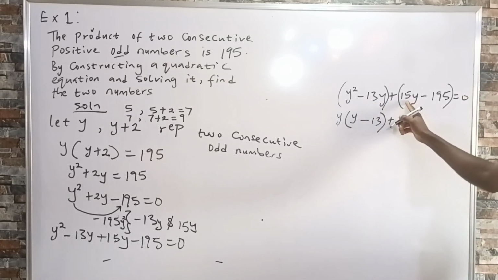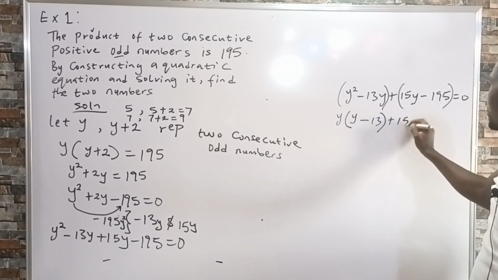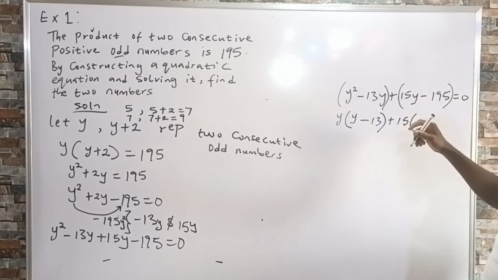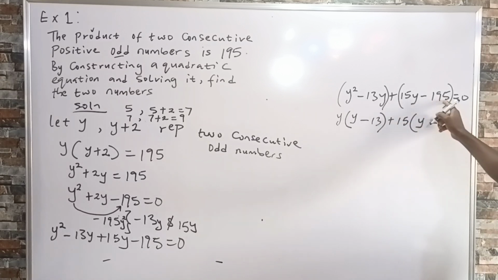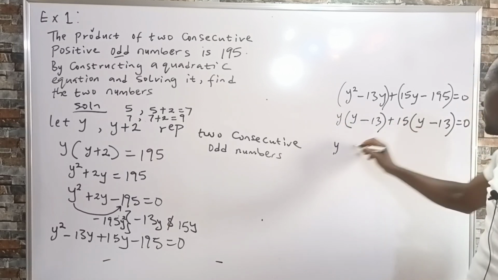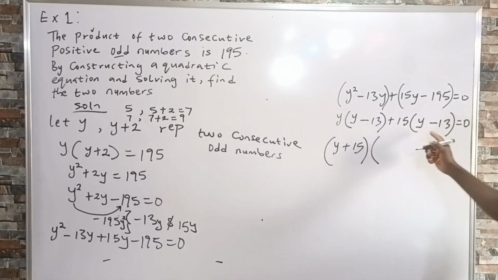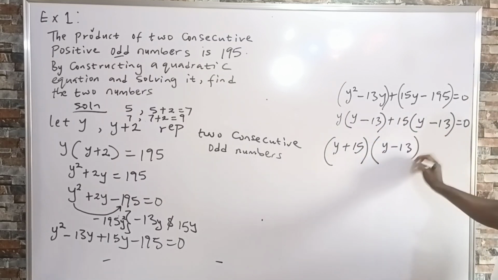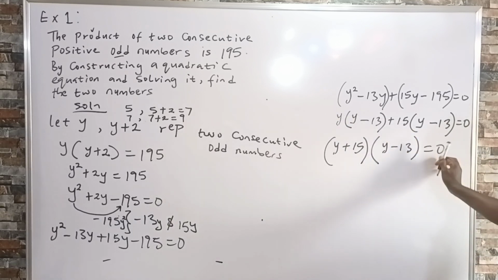The same thing is applicable here. What factor would divide 15y and 195? The factor should be 15. If 15 goes into 15y, we are left with y. And if plus multiplied by minus is minus, then 15 divided into 195 is going to give us 13. And that is equal to 0. So in this case, since the brackets are the same, y minus 13, it's either y plus 15 or y minus 13 is equal to 0.